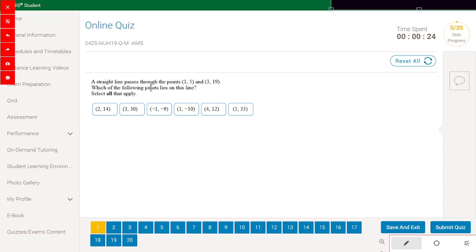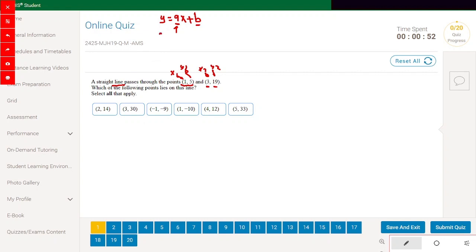A straight line passes through the points (1, 5), this is x1 and y1, and (3, 19), x2, y2. Which of the following points lies on this line? As we know, the line equation is y = ax + b. We need to get a and b to get the line.